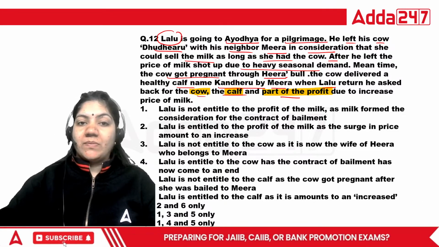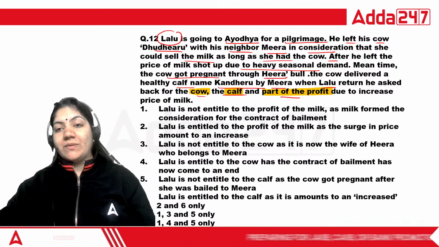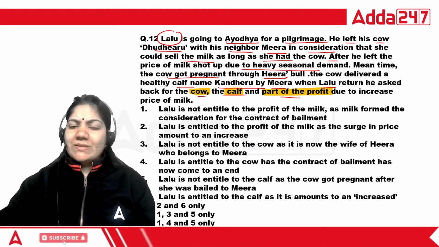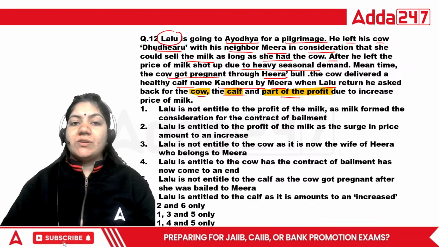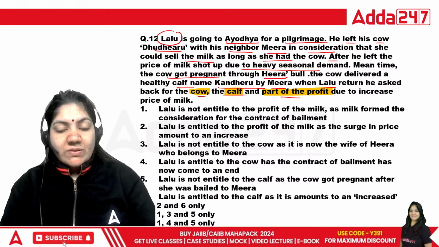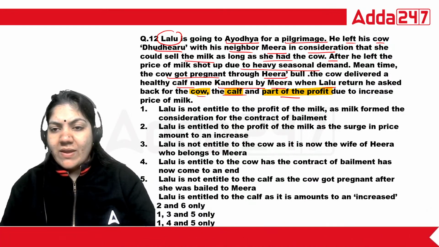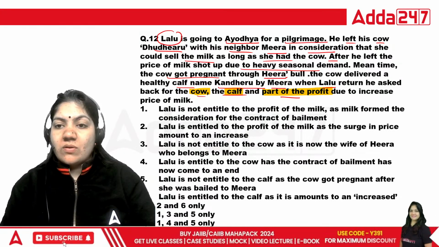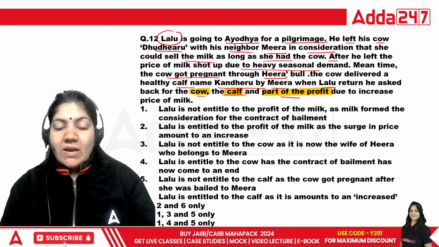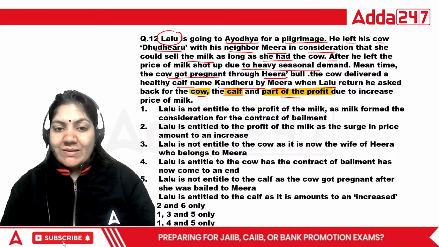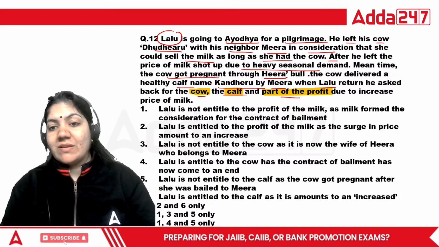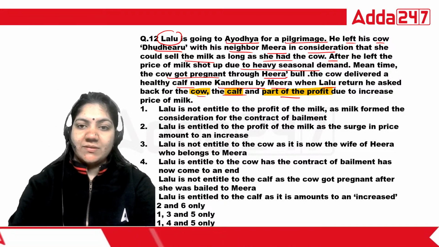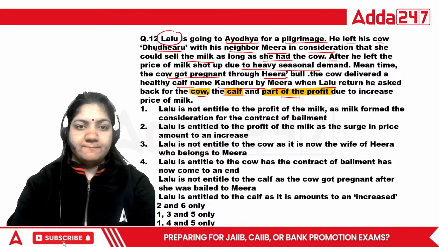Now tell me. Lalu is not entitled to the profit of milk, as the milk formed the consideration for the contract of bailment. Lalu is entitled to the profit of milk as the surge in price amounts to an increase. Lalu is not entitled to the cow as she is now the wife of Hira bull who belongs to Meera. Lalu is entitled to the cow as per the contract of bailment. Lalu is not entitled to the calf as the cow got pregnant, and Lalu is entitled to the calf as it amounts to an increase. So, what will be the right answer? Tell me.